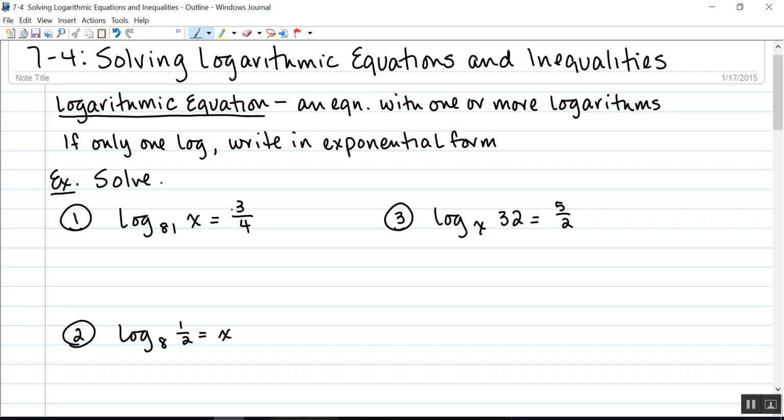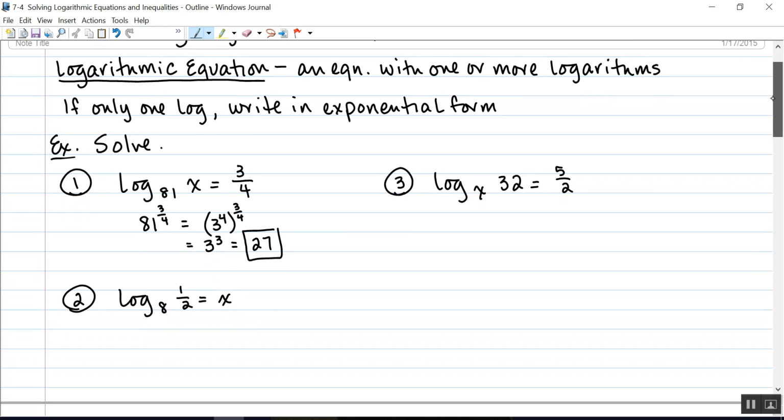So log base 81 of x equals 3/4 means 81 to the 3/4 power. That's equal to, I'm going to write it with a smaller base, 81 is 3 to the 4th power, to the 3/4 power. Multiply your exponents. That gives you 3 to the 3rd power, which is equal to 27. So in this case, x equals 27. Log base 81 of 27 is 3/4 because 81 to the 3/4 power is 27.